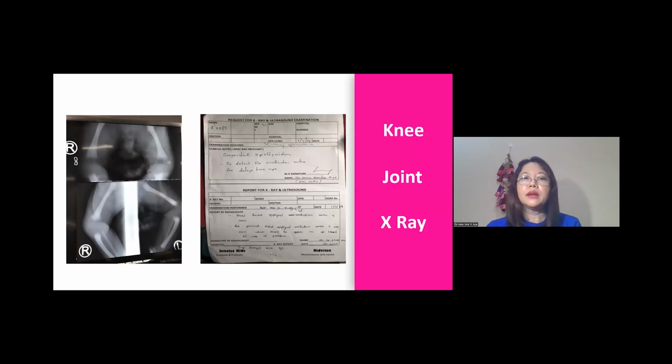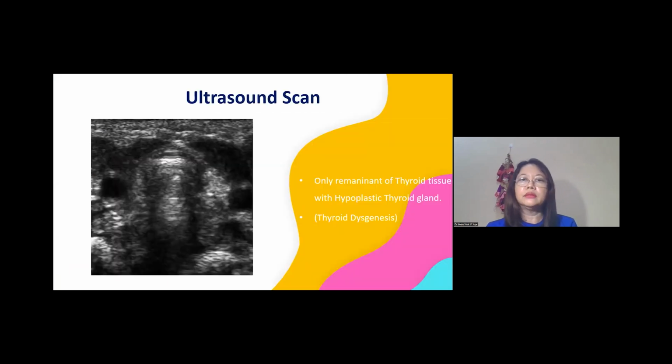And we did some knee X-ray to detect the delayed ossification center that often occurs in hypothyroidism, so that the proximal tibial epiphyseal ossification center is not seen in this infant, so it indicates delayed bone age. And then we did ultrasound scan of the thyroid, and only a remnant of hypoplastic thyroid gland tissue is present, and it also gives thyroid dysgenesis.